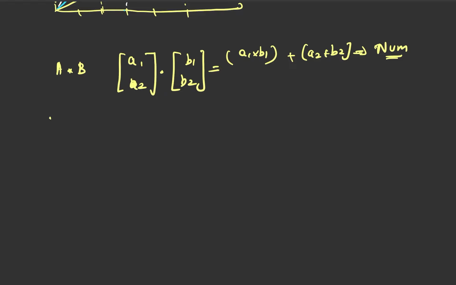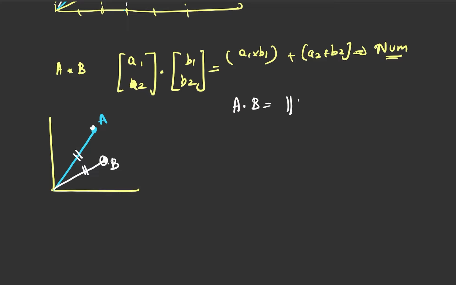When I plot these two vectors in 2D space, I have my vector A and I have my vector B, and when I multiply these vectors, I get some number. That number is equivalent to the product of the norm of A, the norm of B, and the cosine of the angle. So, A dot B is equal to the norm of vector A times the norm of vector B times cosine theta. What is this cosine theta? The theta represents the angle between A and B.